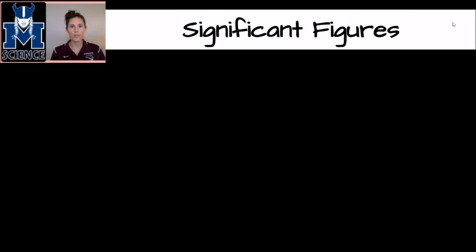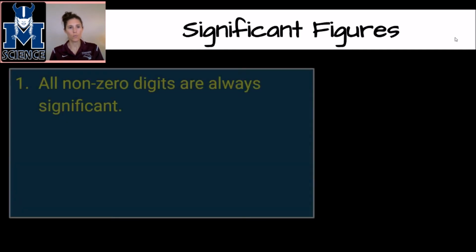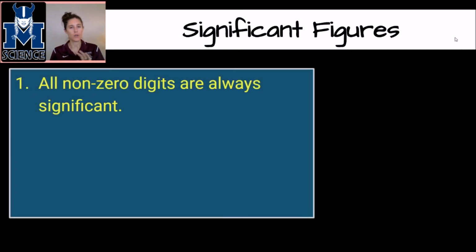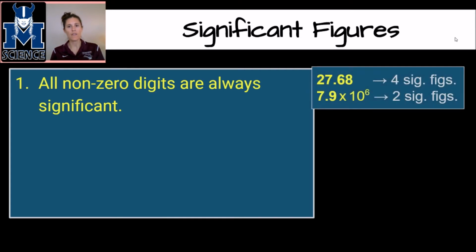Okay, so now that we've done some examples, I'm going to give you 3 rules to help you determine, for any number, how many sig figs it has. Okay, so the first rule is that all non-zero digits are always significant. That's kind of a given: if it's not 0, it's significant. So 27.68 has 4 sig figs. 7.9 times 10 to the 6 has 2 sig figs. So just that 7 and the 9; the times 10 to the 6 is just showing the order of magnitude for that number.